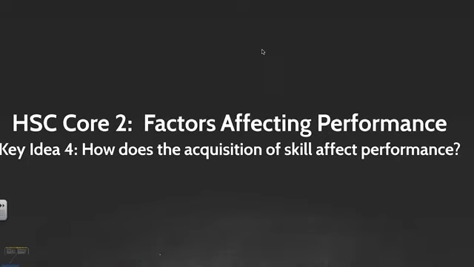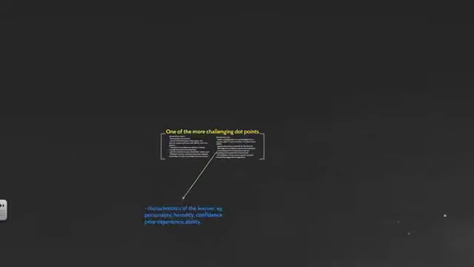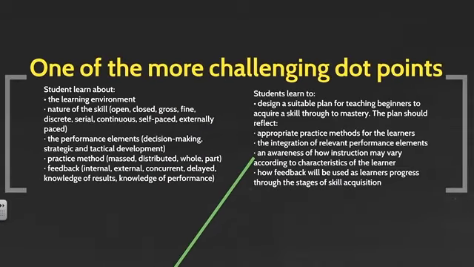This is HSC Core 2, Factors Affecting Performance. Key idea 4, how does the acquisition of skill affect performance? And the dot point is the learning environment.